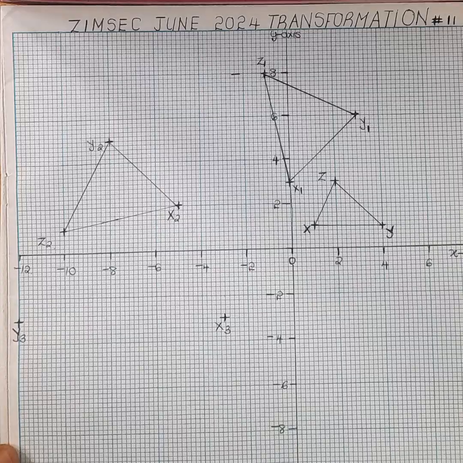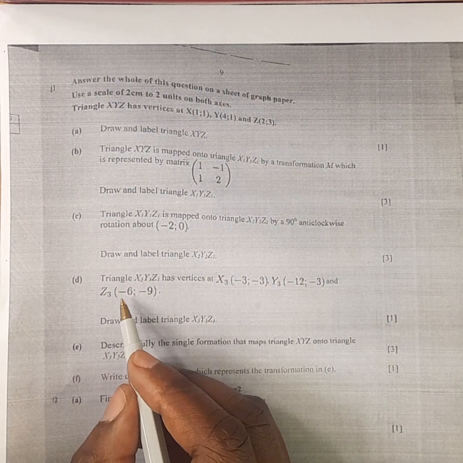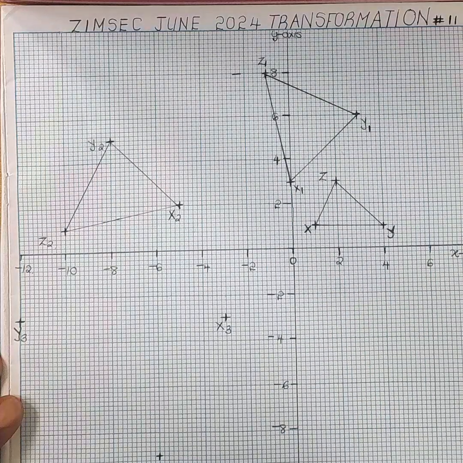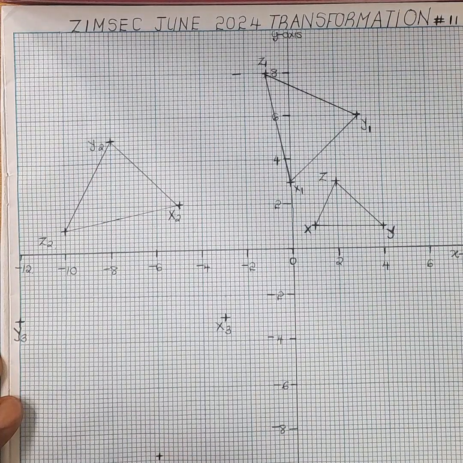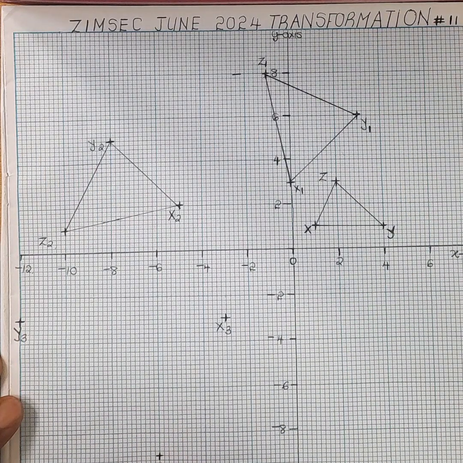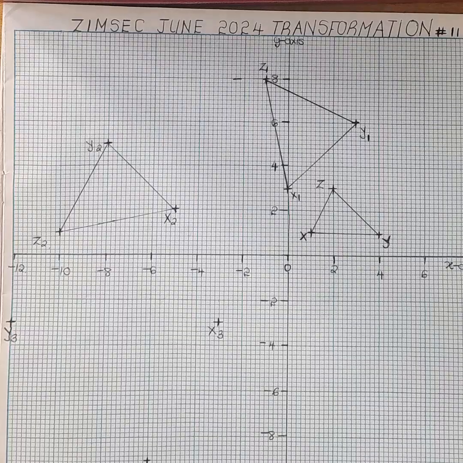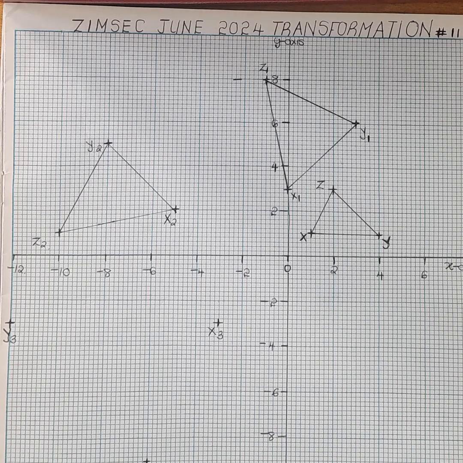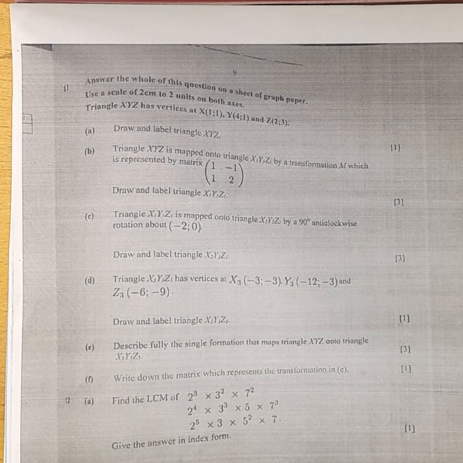And then next we want to plot z3, which is minus 6, minus 9. So this is going to be our z3. I'm going to join these 3 points in order to come up with triangle x3, y3, z3. Let us now move on to part E.